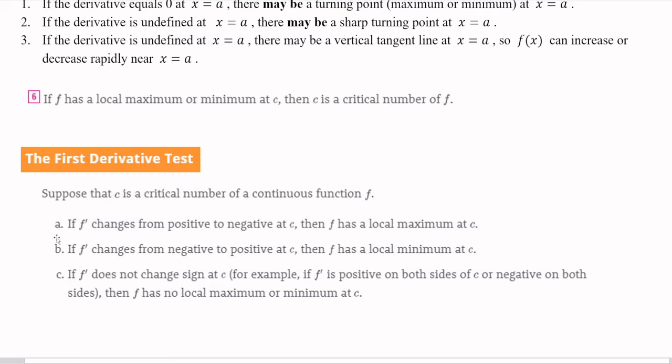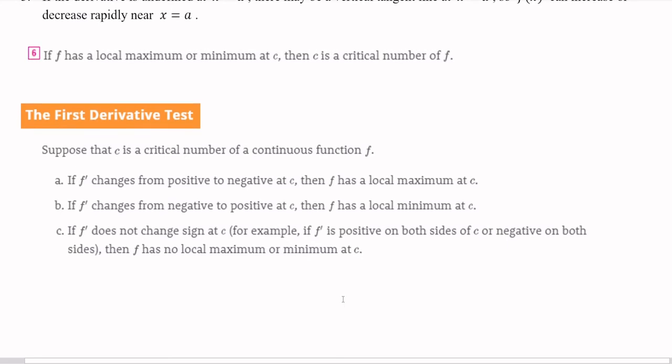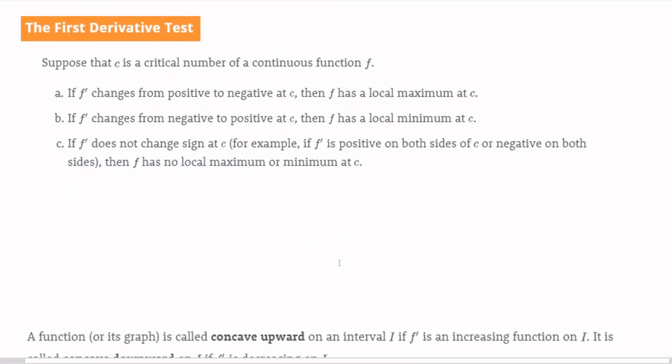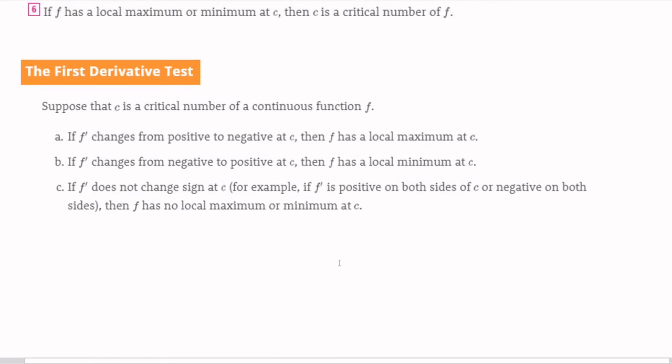A, if the derivative goes from positive to negative there, I've got a maximum. If the derivative goes from negative to positive, minimum. If it does not change sign, so positive then positive, or negative then negative, I've got no max or min. Okay, so draw it just immediately. I know I do this for everything, but that's because it works.